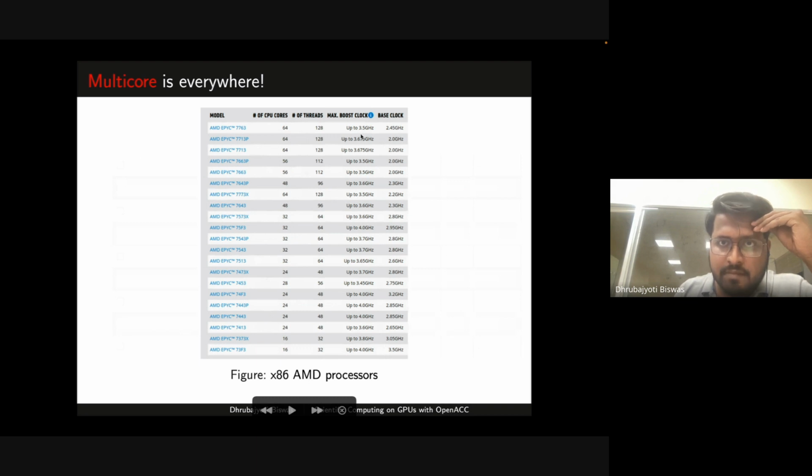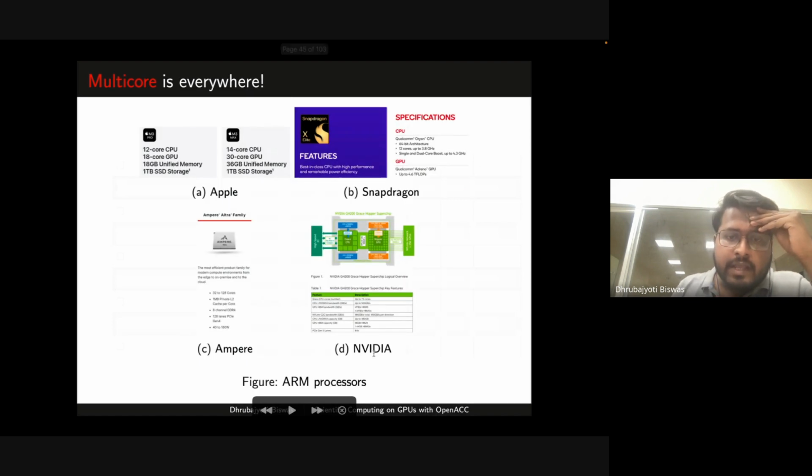And if you look at the boost clock rate on the right hand side, you will see as the number of cores reduces, there is a certain uptick in the frequency. The highest has 64 cores, but its boost clock is around 3.5 gigahertz. If you go down to around 16 cores or 24 cores, their boost clocks are around 4 gigahertz. So there has to be a striking balance between these two things. Again, those are all x86 CPUs.